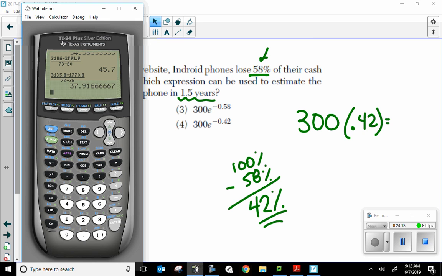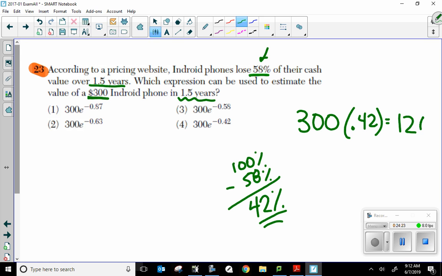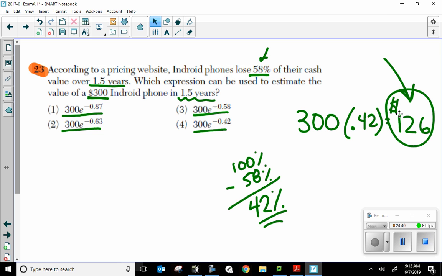All right? So I'm going to take my 300 and I'm going to multiply it times 0.42. That should give me $126. So after 1.5 years, this is what my phone is worth. All I'm going to do is plug in each one of these expressions in the calculator and see which one is actually equal to 126. I mean, that's the easiest way to do this.